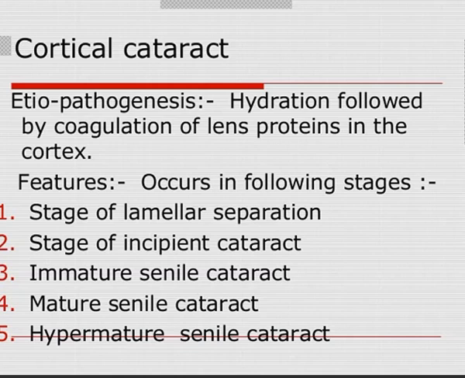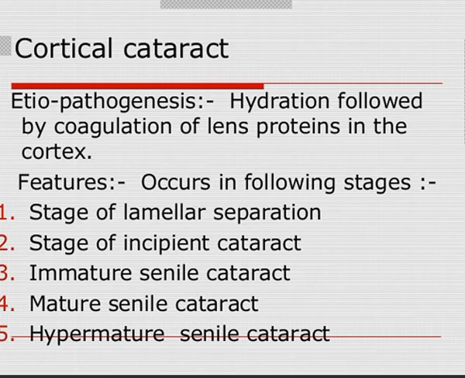The coagulation of the lens proteins occurs due to many reasons, like dehydration or excessive hydration. Dehydration occurs, for example, in diarrhea, and hydration occurs, for example, in trauma to the lens capsule. Then coagulation of the proteins. Why does coagulation of the proteins occur? Because the lens is mostly made up of protein, and only a few crystalloids are present.